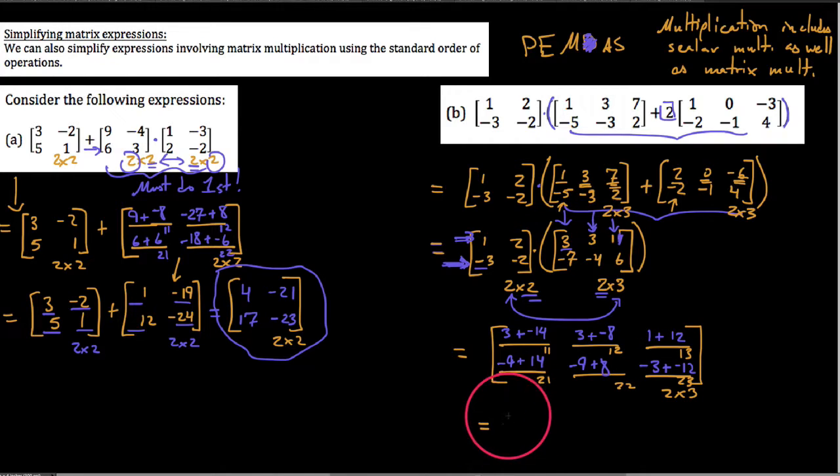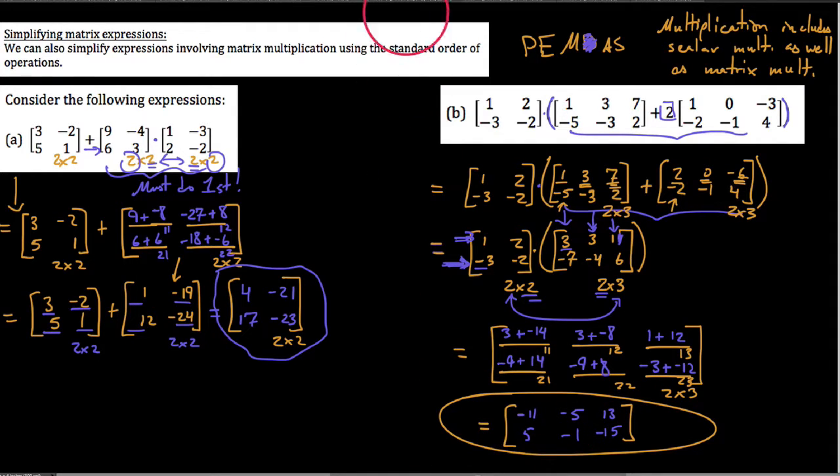So we'll just clean this up now that we've got our product taken care of here. 3 plus a -14 is a -11. -9 plus a 14 is a 5. 3 plus a -8 is a -5. -9 plus a 8 is a -1. And then this last column here, we have 1 plus 12 is 13, and -3 plus -12 is -15. So this would be our final simplified form of this matrix here.